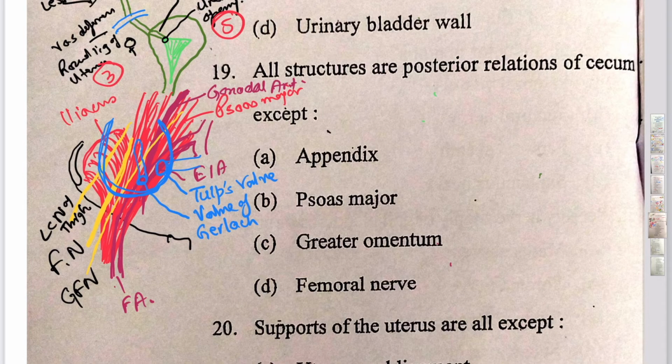These are all the posterior relations of the cecum. So what they have asked is all the structures of posterior relations of cecum except: appendix is there, psoas major is there, femoral nerve is there.